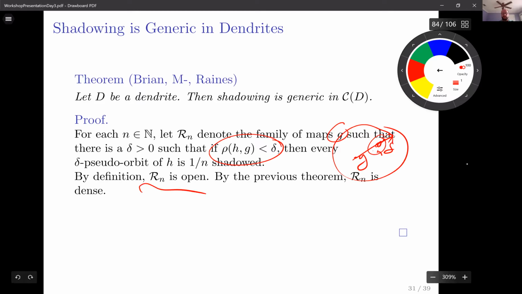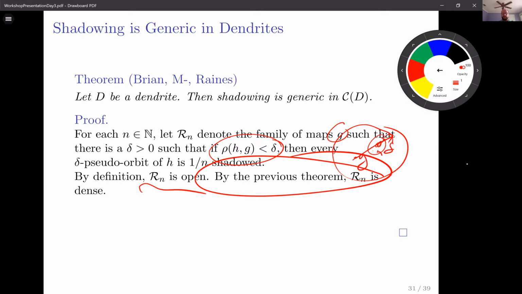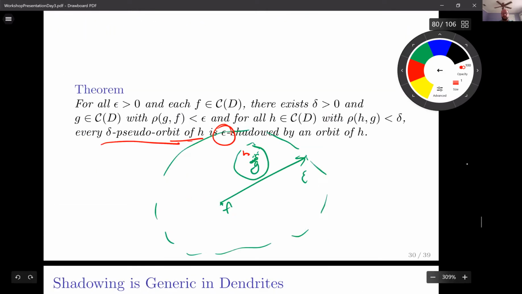By the previous theorem, R_n is dense. And that was this result back here that we were working through.